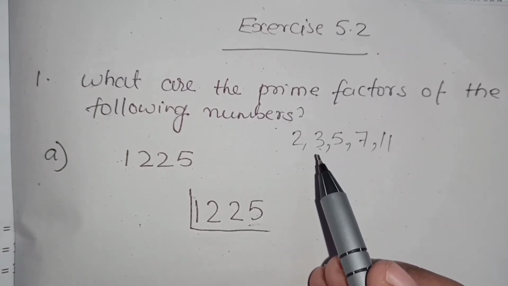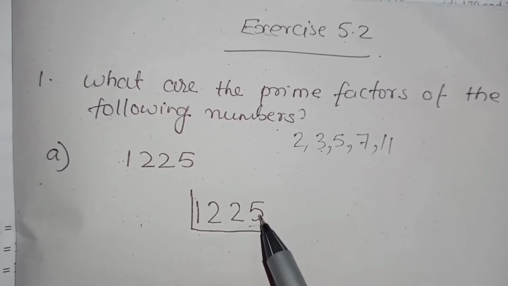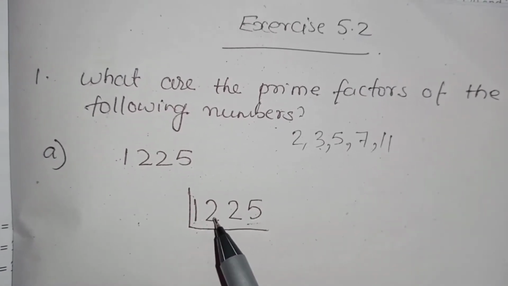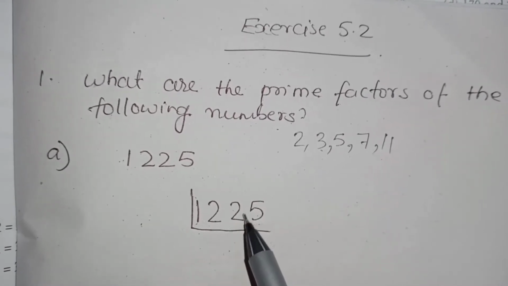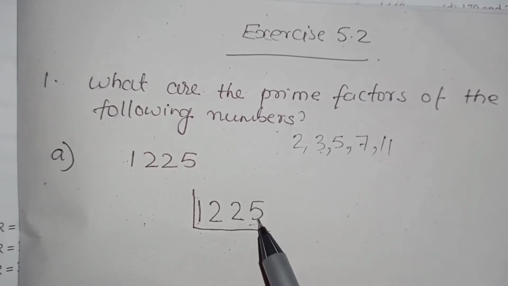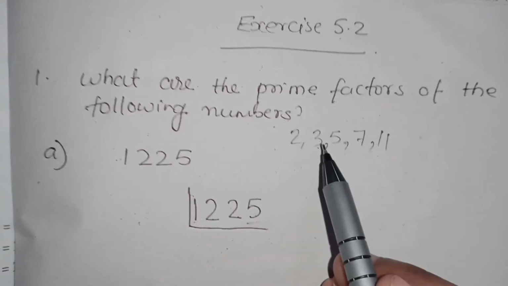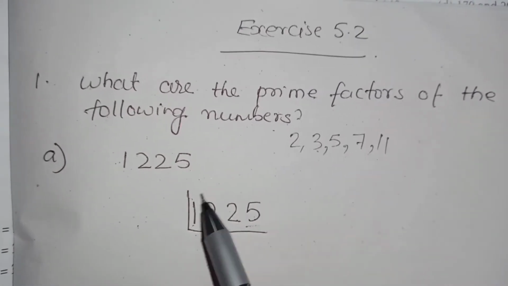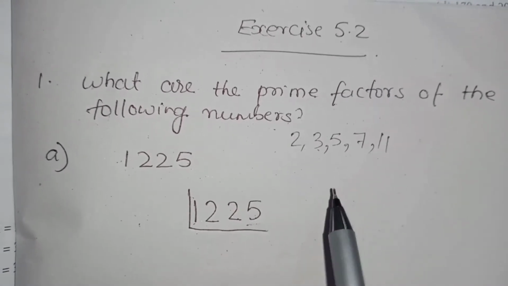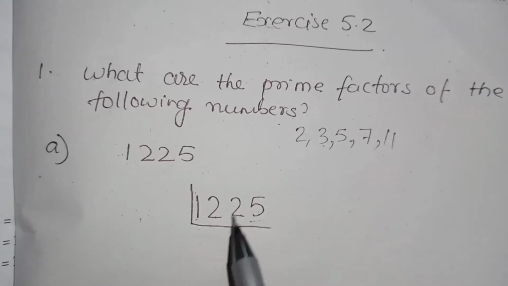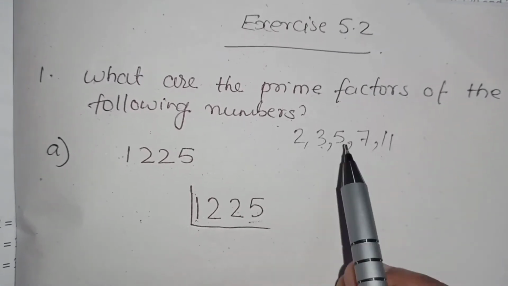How do we know for 3? We have to add all the digits. Let us add: 1 plus 2 is 3, 3 plus 2 is 5, 5 plus 5 is how much? 10. And 10 is not divisible by 3. 10 doesn't come in the 3 table. That means this number is not divisible by 3. Now let us see with the prime number 5 whether 1225 comes in the 5 table or not.